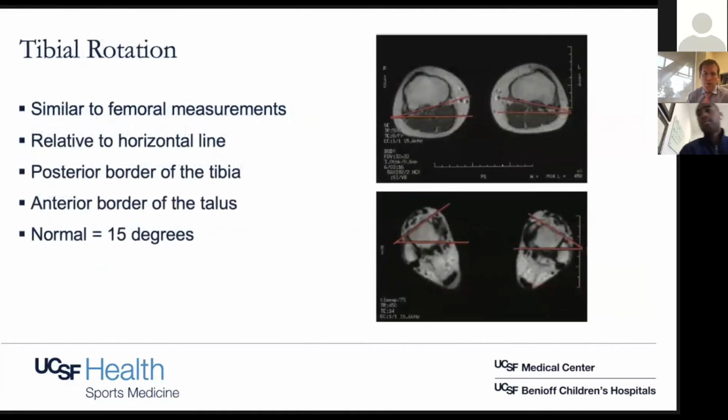And then tibial rotation is similar, and increased external rotation of the tibia can be a risk factor, as externally rotating the tibia will lateralize the tubercle. So we'll lateralize that force on the patella again. And you're just looking at that horizontal line, posterior border of the tibia, anterior border of the talus, and then normal should be about 15 degrees.